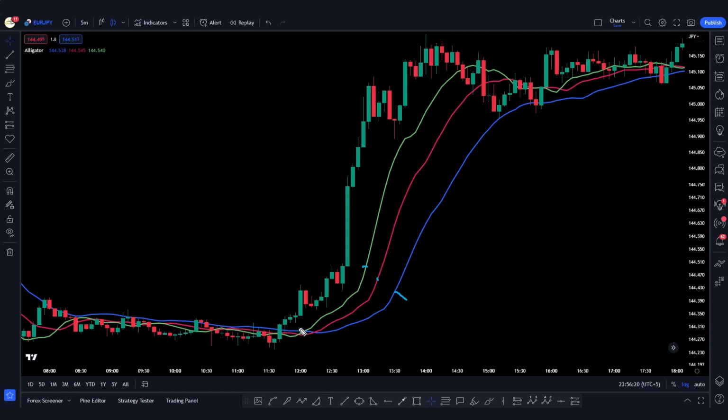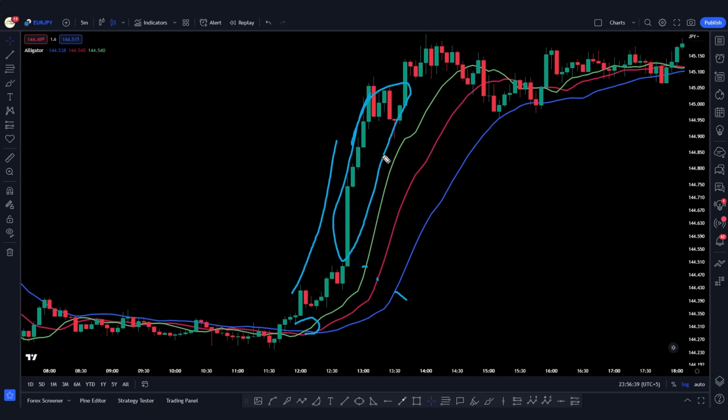For example, here you can see that the trend started from here, and these exponential moving averages are crossing each other in a manner that the lips are at the top and the jaws are at the bottom, and with time the jaws and lips are moving further and further apart, and this trend is getting stronger and stronger, as you can see in this phase here.